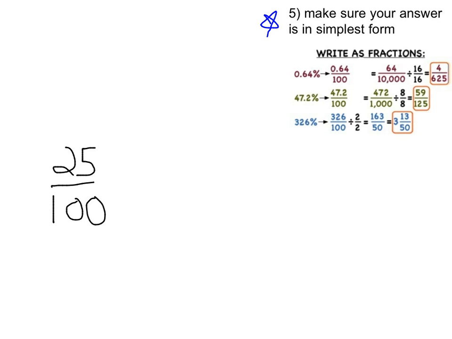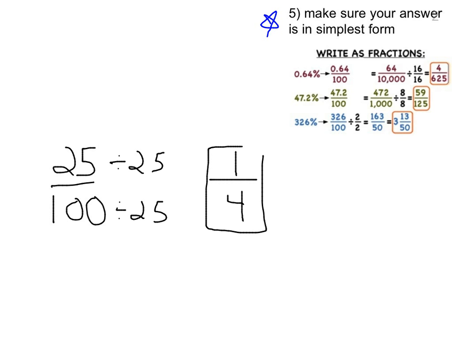Now rule number 5 says we must put our answer in simplest form. Now to do that, we're going to divide both numbers by 25. And 25 divided by 25 is 1, and 100 divided by 25 is 4, giving us a final answer of 1/4. So 25% as a fraction is 1/4.